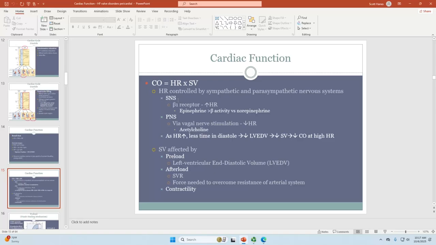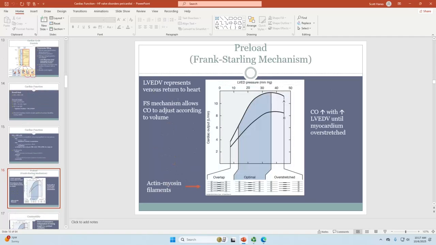Okay? And again, our stroke volume, as we mentioned before, is affected by preload, which again is our end diastolic volume, in particular left ventricular. Our afterload, which is the resistance to outflow of blood from the left ventricle, and then lastly, contractility. So we'll touch base on these as it relates to heart failure in the upcoming slides. All right, so this is revisiting preload.